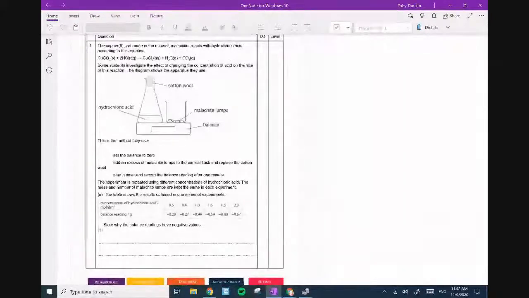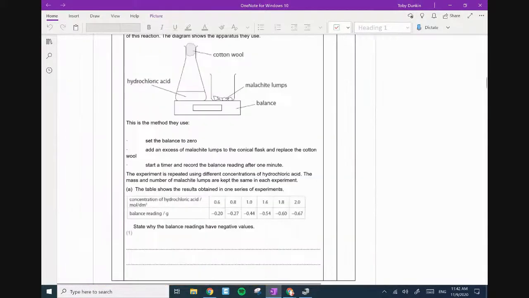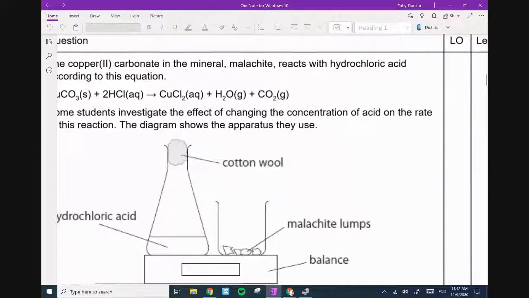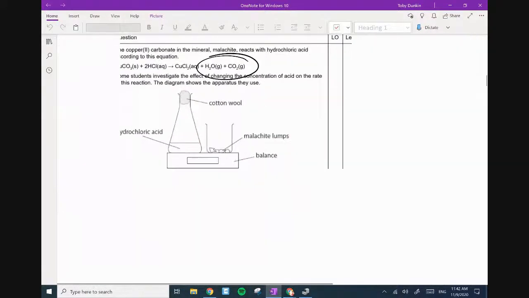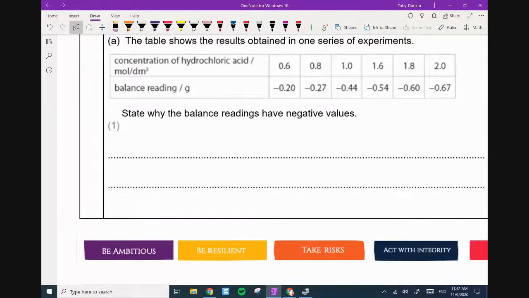This question caused a whole load of trouble in the GCSE exam. Students didn't understand why it had been negative. But of course, what they'd done is put all the stuff on top of the scales and click the tare button. And then, of course, gas is leaving. So the key thing to recognize is that two gases were being produced. You had to state the main one is carbon dioxide.